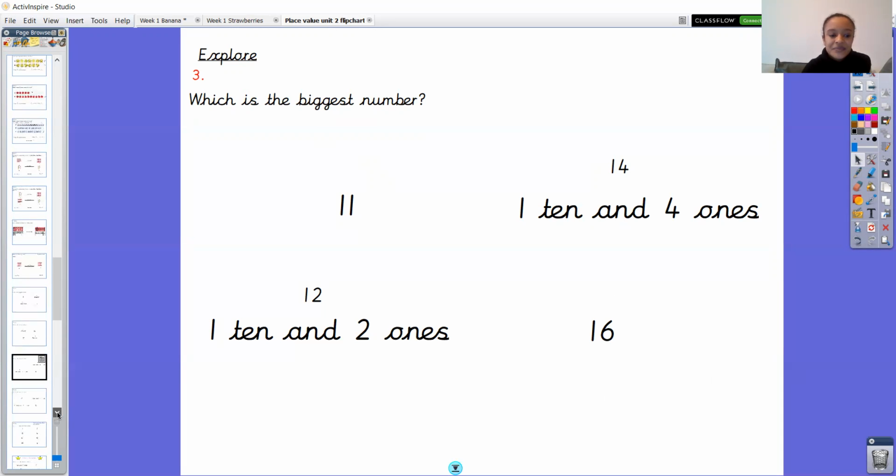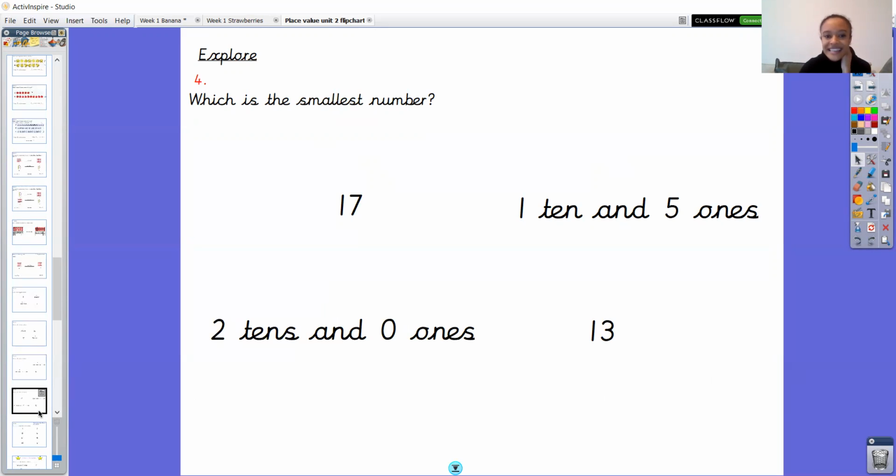Fantastic. Okay, question 4, exactly the same, but this time we're looking for the smallest number again. Fantastic. Okay, so again, I've got some in 10s and 1s. I'm looking for the smallest number. So pause the video and write down the smallest number. Fantastic.